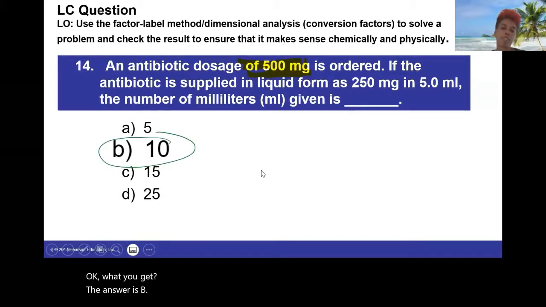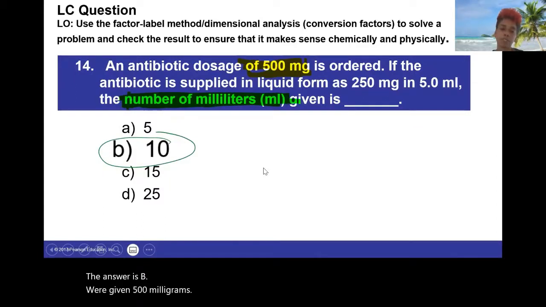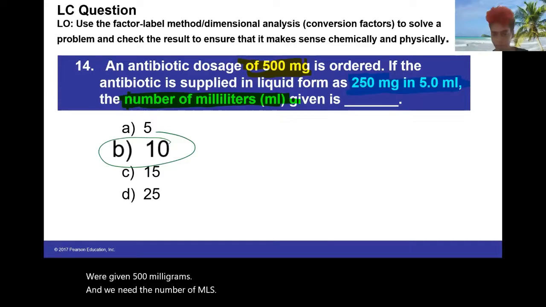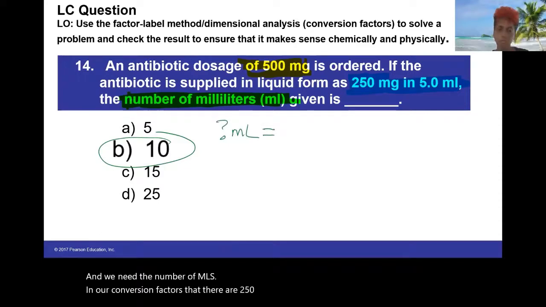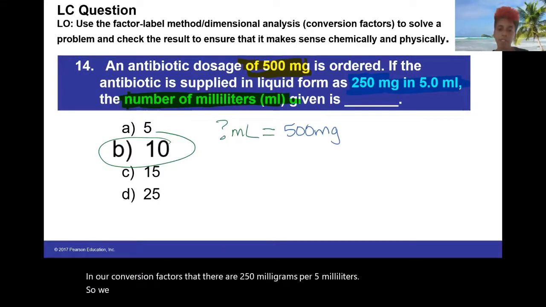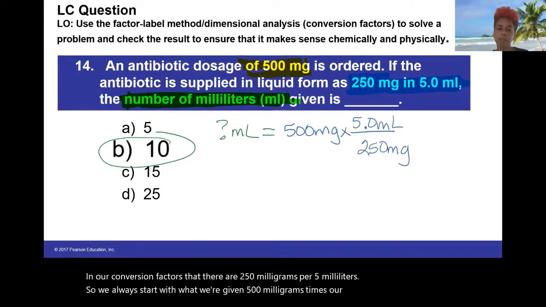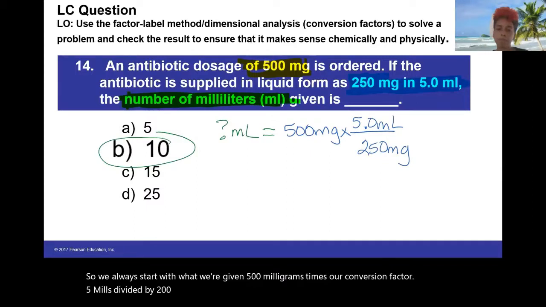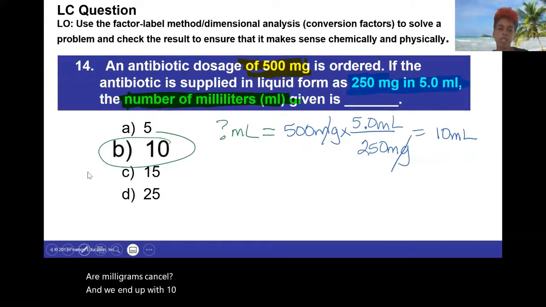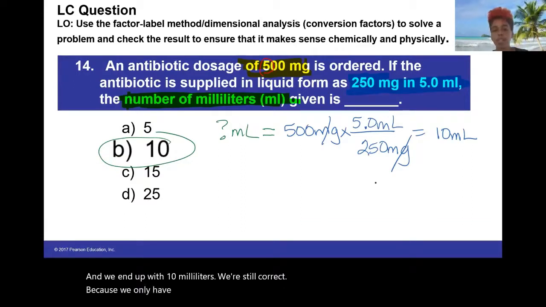We're given 500 milligrams, and we need the number of milliliters. And our conversion factor is that there are 250 milligrams per 5 milliliters. So we always start with what we're given, 500 milligrams times our conversion factor, 5 mils divided by 250 milligrams. Our milligrams cancel, and we end up with 10 milliliters. We are still correct because we only have one significant figure in our given amount.